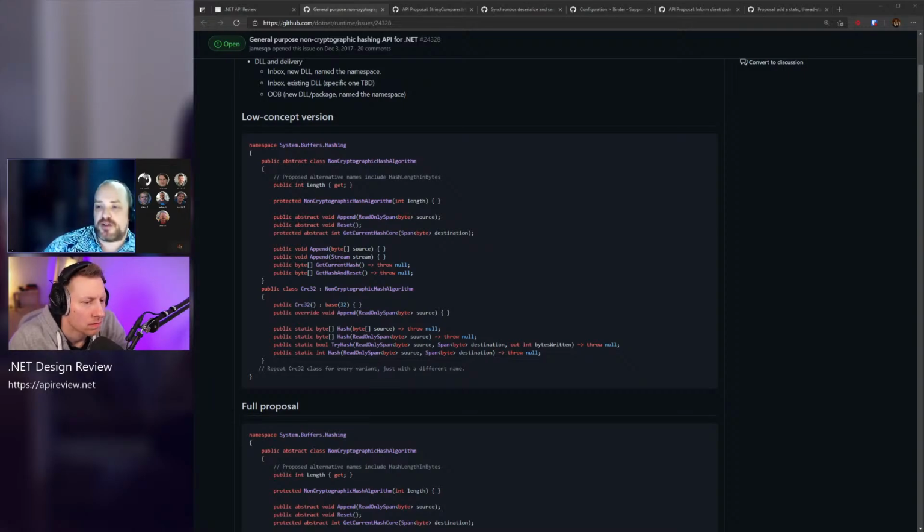So for the accumulator patterns, this is based off of the incremental hash type from crypto hashes. So you can build one, you can append to it, you can reset, you can ask, if I was done right now, what would the hash be? Because that's the thing people have asked for. Or you can say, I'm really done, give me the hash value, and go ahead and reset yourself. Which is why we have both a get current hash and a get hash and reset.